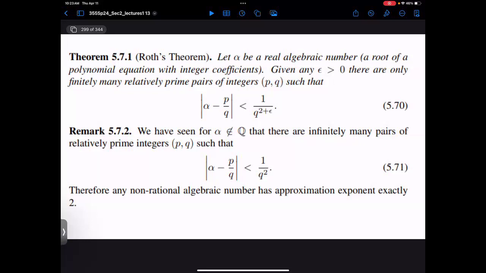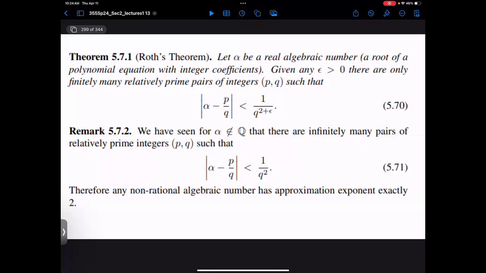What Roth proved was that no matter what algebraic number you take, you can't do better than 1 over q to the 2 plus epsilon infinitely often for any epsilon. So I can't do better than 1 over q cubed infinitely often. I can't do better than 1 over q to the 2.1 infinitely often. But we know we can do 1 over q squared.